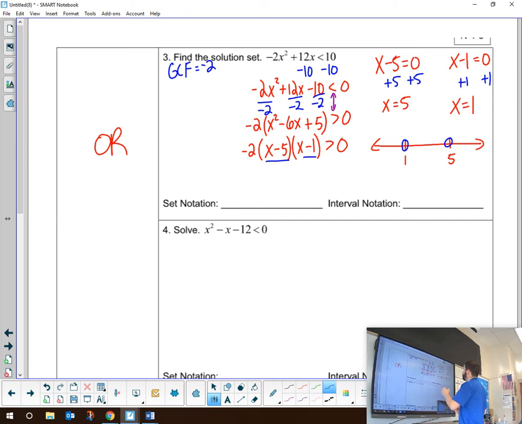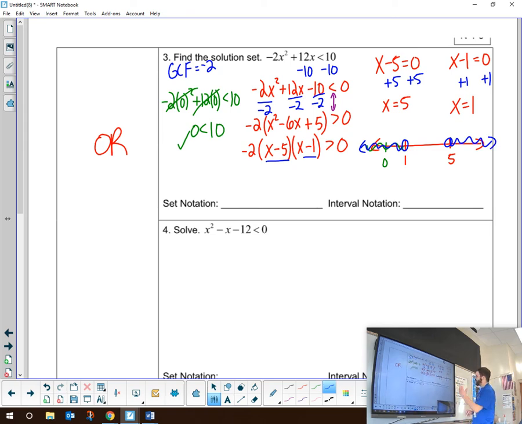Then I'm going to plug in a 0 into my original equation. I'm going to go -2 times 0 squared plus 12 times 0 is less than 10 and see if it works out. Well, this makes 0, this makes 0, so it's just 0 is less than 10. Is 0 less than 10? Yes. So wherever 0 is on here, it's below 1. That's where we shade in. So I'm going to shade to the left, and I'm going to shade to the right. Okay? And we're not going to shade in the middle.